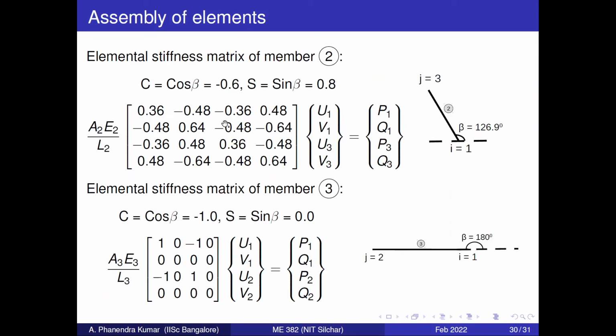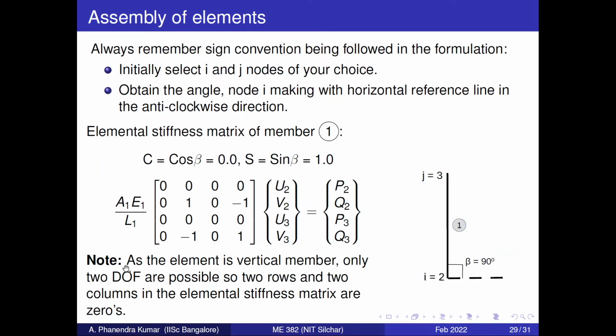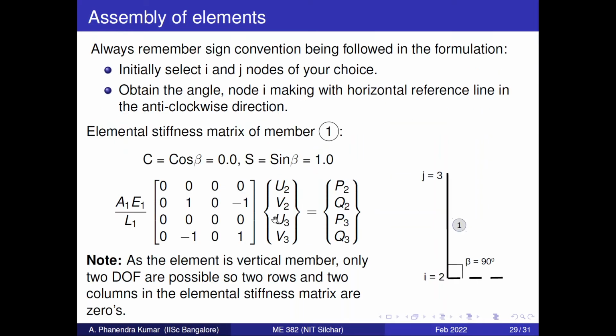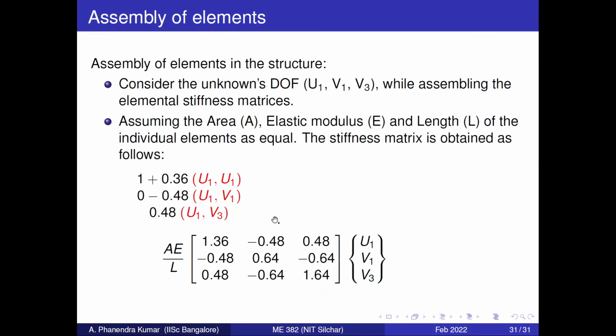You can see here I have written A2E2 by L2, A3E3 by L3. The member lengths and areas might be different in some particular problems or structures. For simplicity, I am considering all the members to be of equal length L and area A. That's why I am writing it as AE by L. So now coming to the assembly of the elements.